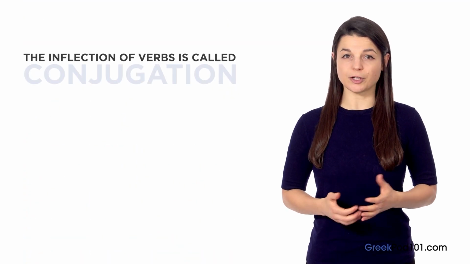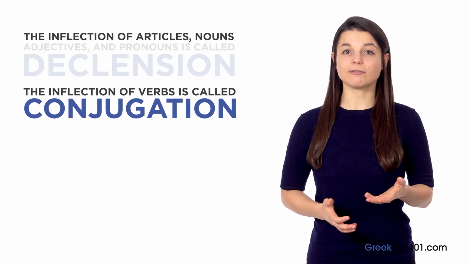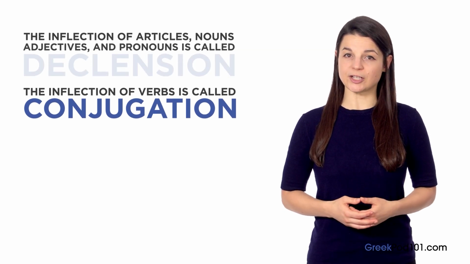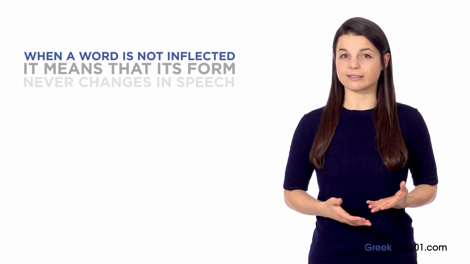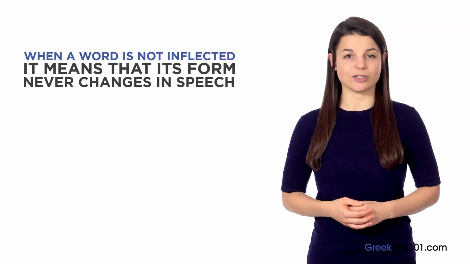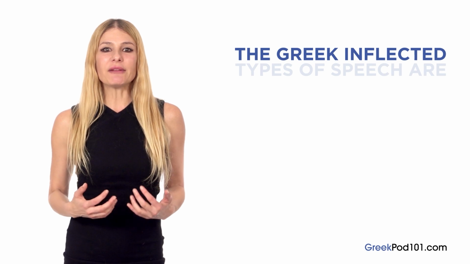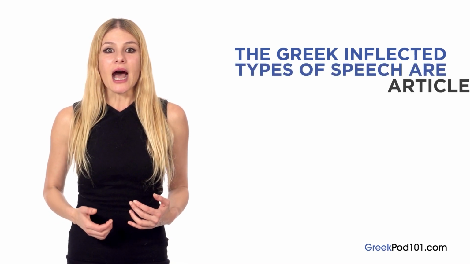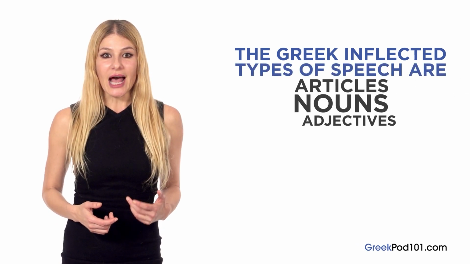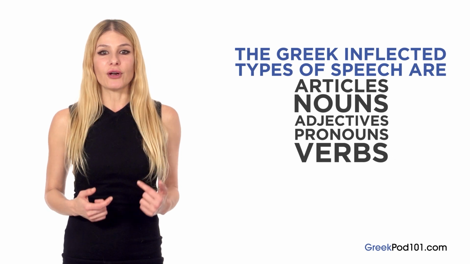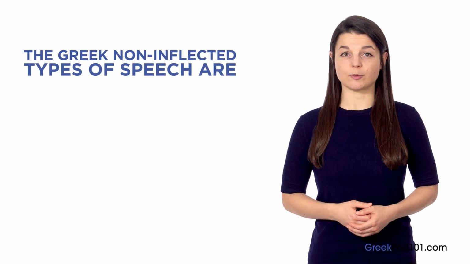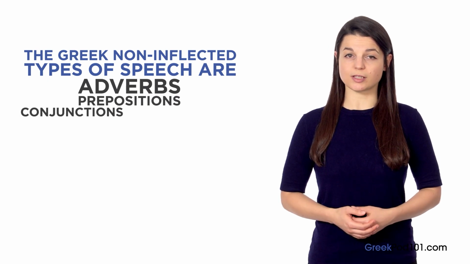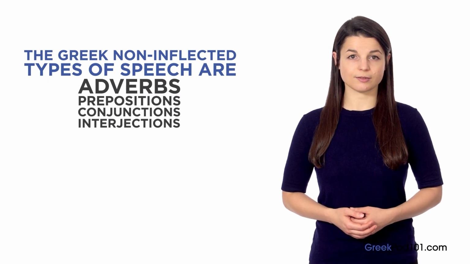The inflection of verbs is called conjugation. The inflection of articles, nouns, adjectives, and pronouns is called declension. When a word is not inflected, it means that its form never changes in speech. The Greek inflected types of speech are the articles, nouns, adjectives, pronouns, verbs, and participles. The Greek non-inflected types of speech are the adverbs, prepositions, conjunctions, and interjections.